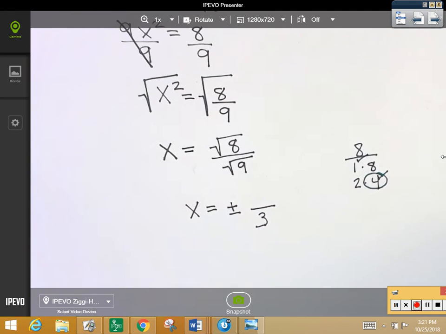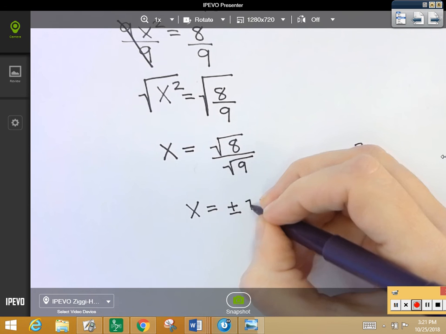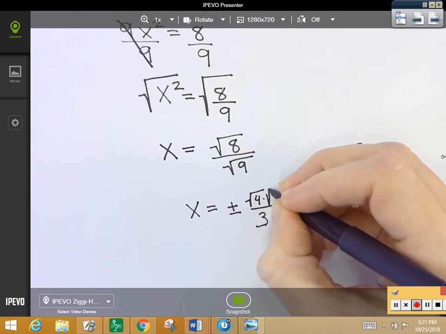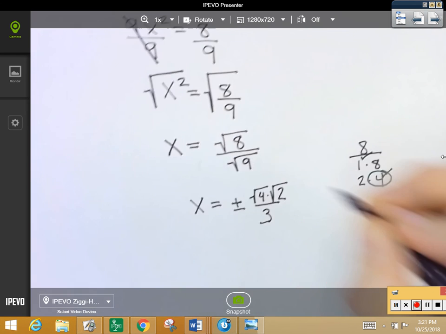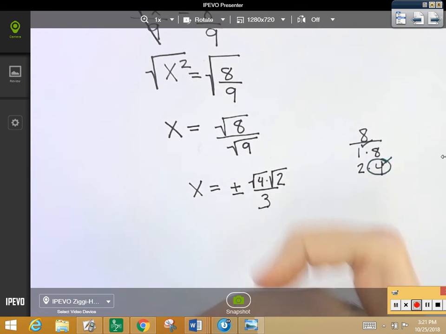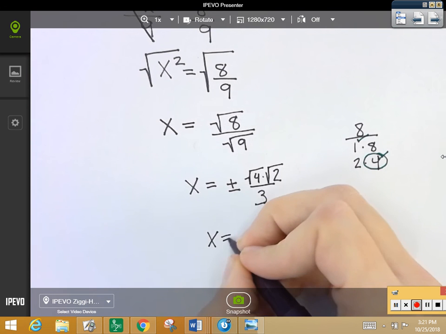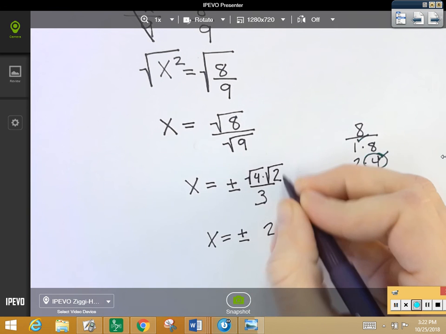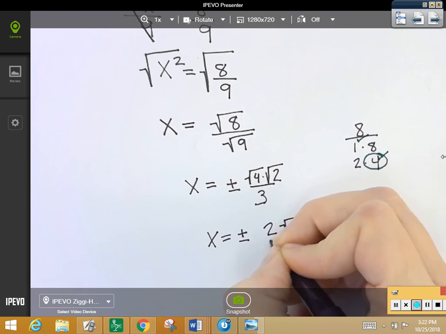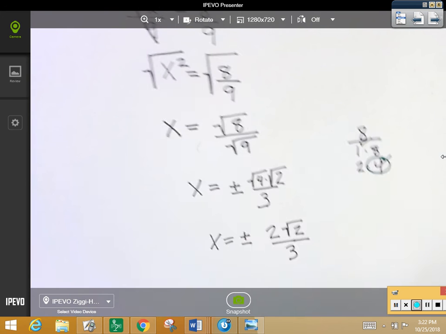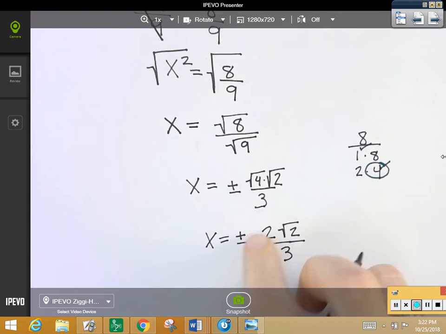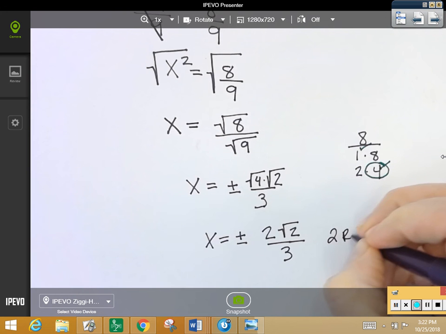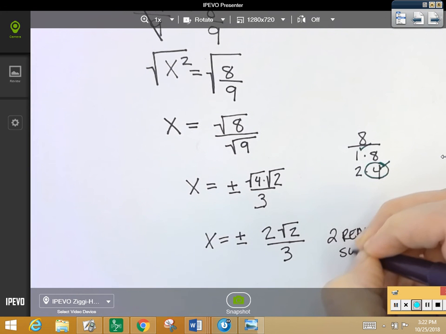So I'm going to rewrite the square root of 8 as the square root of 4 times the square root of 2. The square root of 2 is not going to simplify, but the square root of 4 is, because it's a perfect square. So this gives me a positive negative. Square root of 4 is 2. Square root of 2 just comes down, and the 3 is just in my denominator. So these are two real solutions for this quadratic for x.